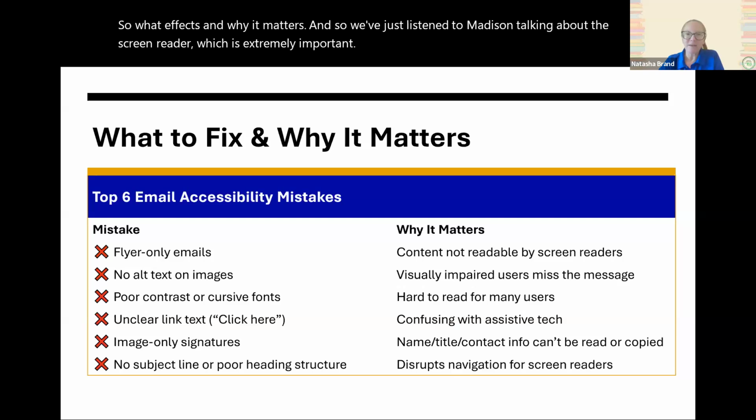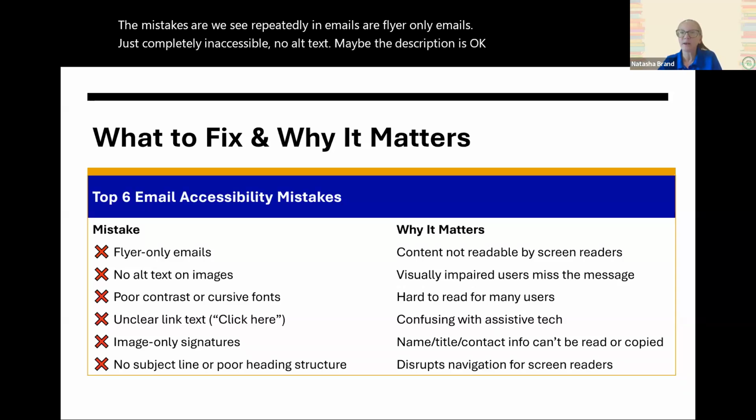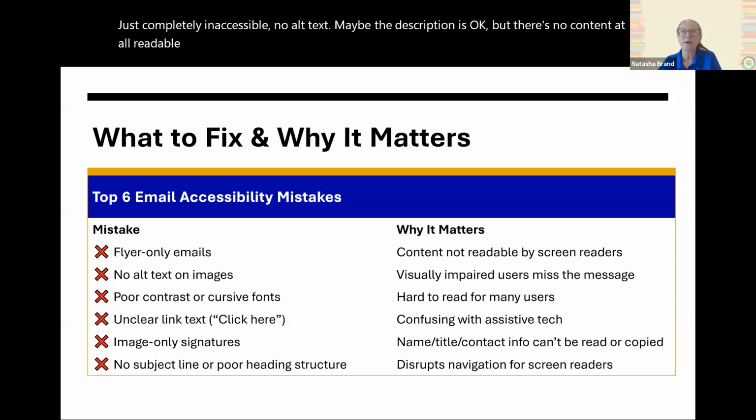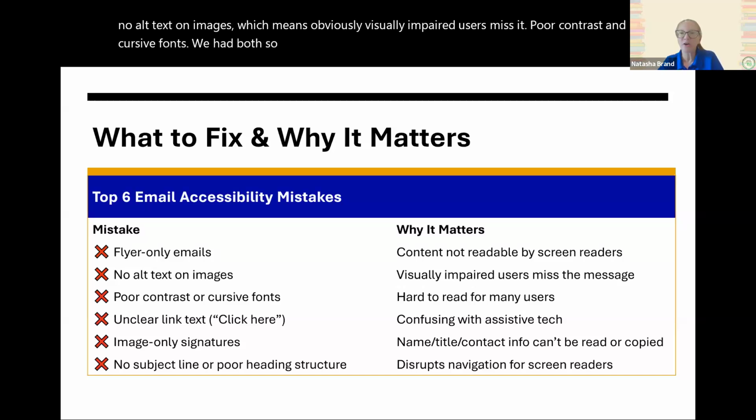The mistakes that we see repeatedly in emails are flyer-only emails, just completely inaccessible, no alt text. Maybe the description is okay, but there's no content at all readable by a screen reader or even by immersive reader. It will just pull up blank. And then no alt text on images, which means obviously visually impaired users miss it. Poor contrast and cursive fonts, we had both. So that would be poor contrast within any flyers and also in any text in the body of the email.